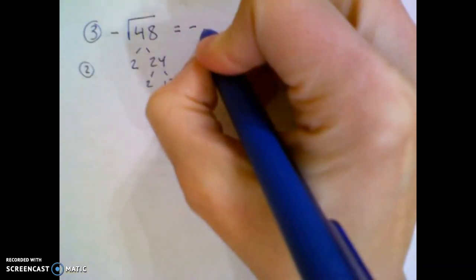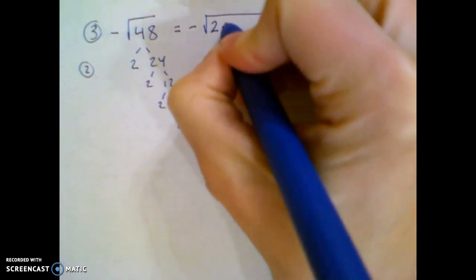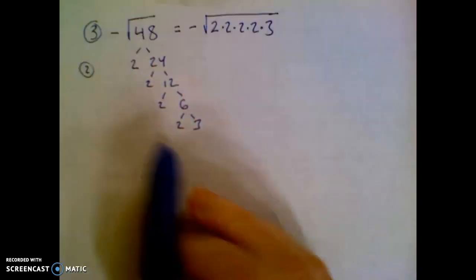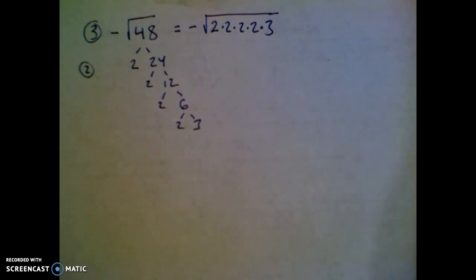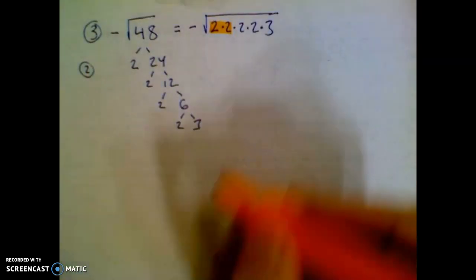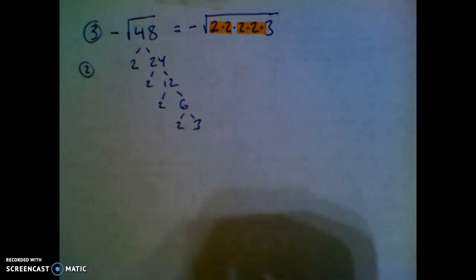I'm going to bring that over, and I'm going to write all these animals in the barn in order. 2 times 2 times 2 times 2 times 3. So I counted 1, 2, 3, 4 2's and 1 3. I'm going to look at the animal pairs separately. So I have a pair of 2's and another pair of 2's, but that 3 does not have a pair.